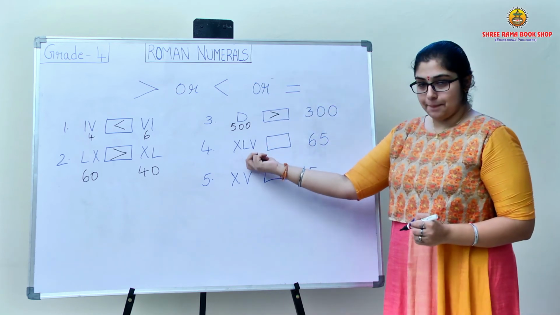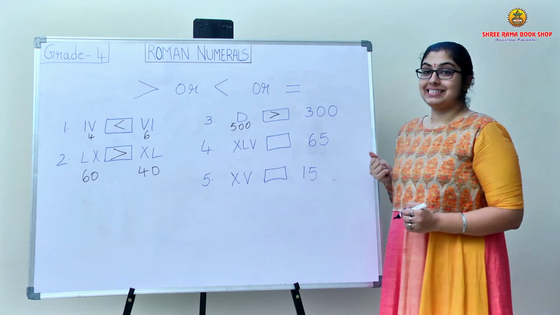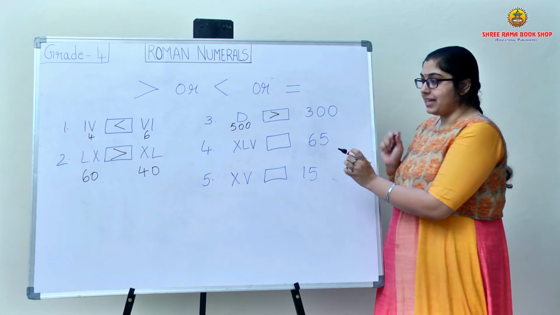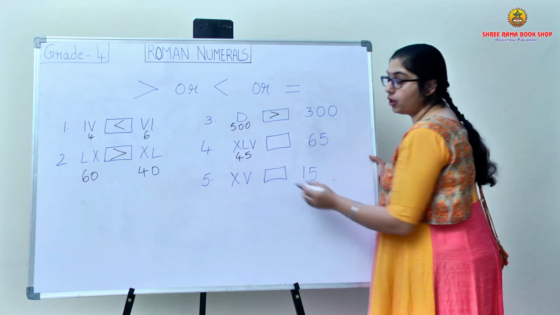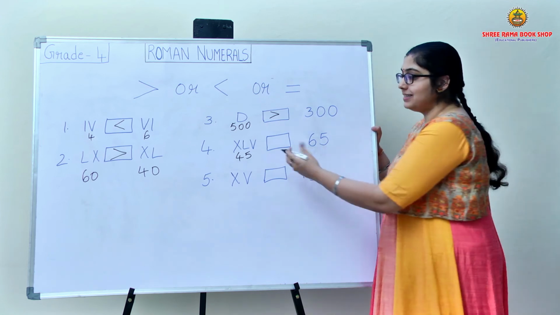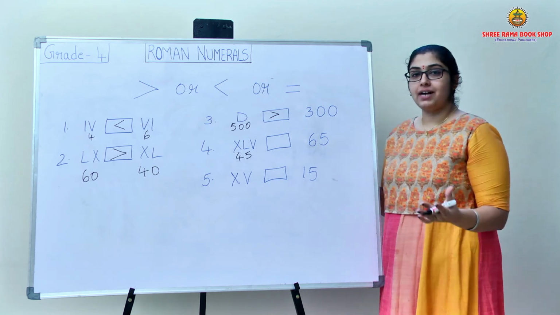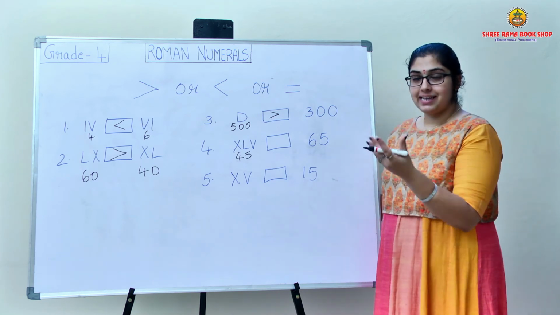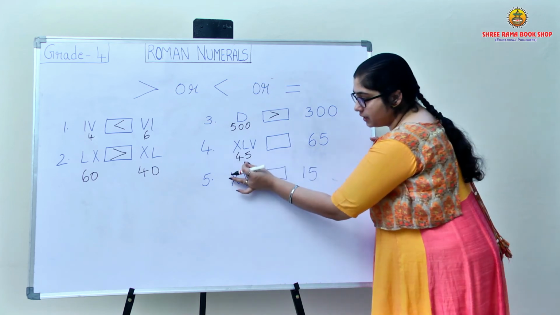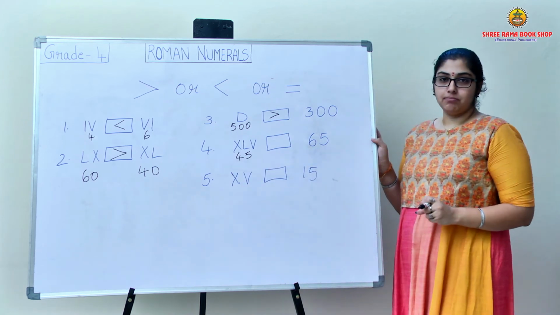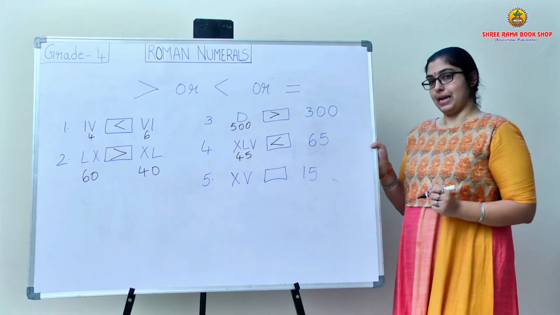Next example: here I have XLV and the number 65. XLV represents 45. If you are not able to get the numbers for the symbols immediately, you can take the help of the chart which is in your textbook. Slowly you will be able to learn. Now 45 and 65 are the two numbers. If I compare these two, I know that 65 is the greater number.